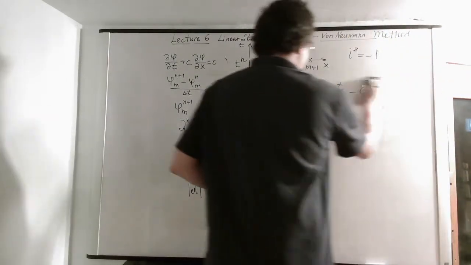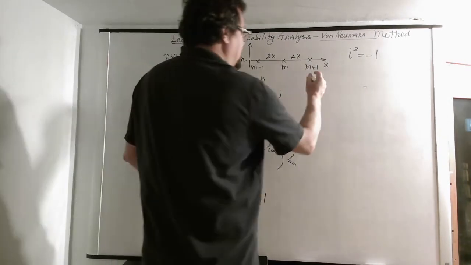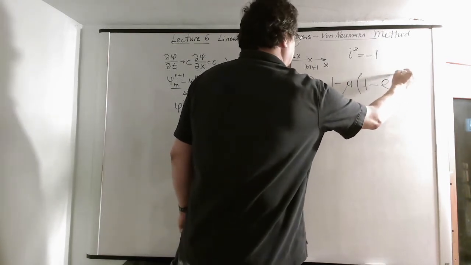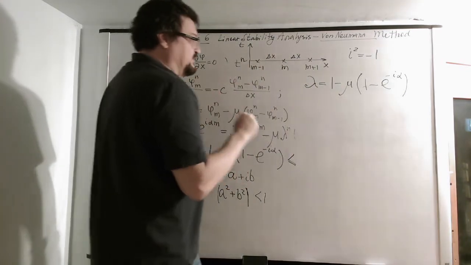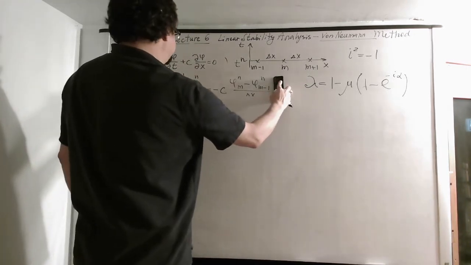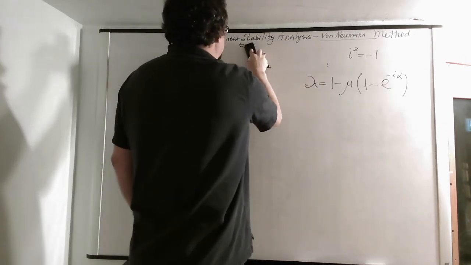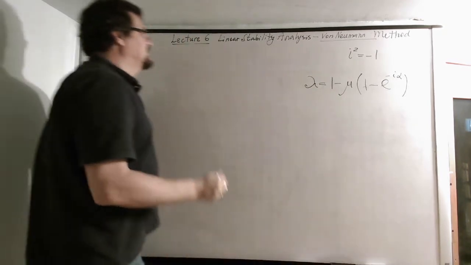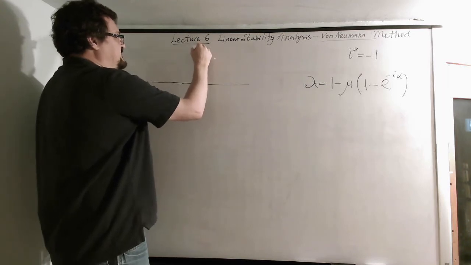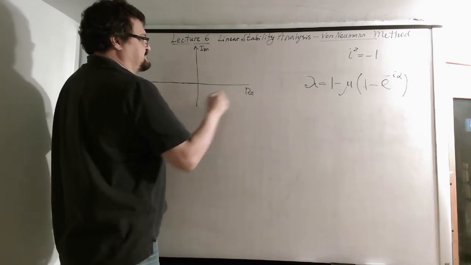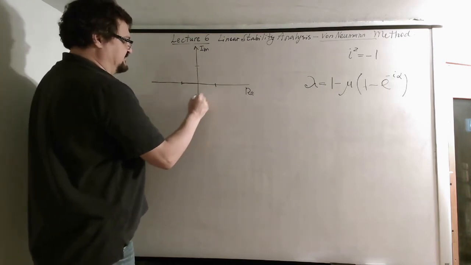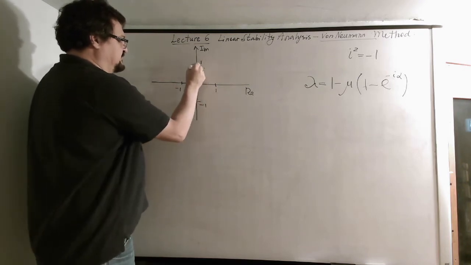Okay, so let's consider this as an example. We have our complex number lambda equal to 1 minus mu times (1 minus e to the minus i alpha), and we want its amplitude to be smaller than 1. So let's remember a little bit our complex numbers from education. Here we have the imaginary axis, here we have the real axis. So what do we want in terms of lambda? This is 1, minus 1, 1, minus 1. So this is what we want.